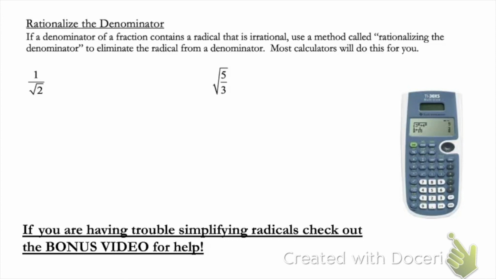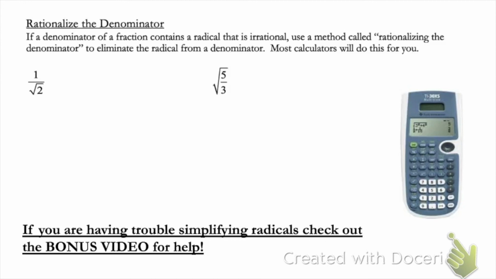We're going to do a quick reminder of how to rationalize denominators because we're about to come to some concepts where we need to do this. So if a denominator of a fraction contains a radical, it's considered irrational, and we have to rationalize it using this method. Just a note, most calculators, especially this one right here, will do all of this for you. So if you've got that calculator, great. If you don't, you're going to need to know how to do it by hand. If after this portion you're still having trouble, then I want you to find the bonus video that I have linked for more help.